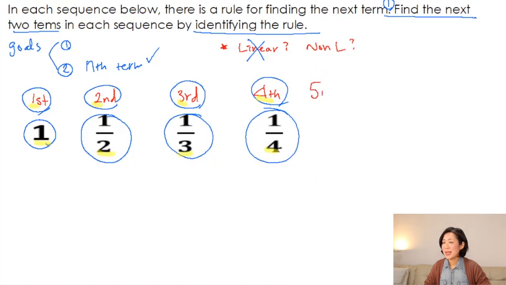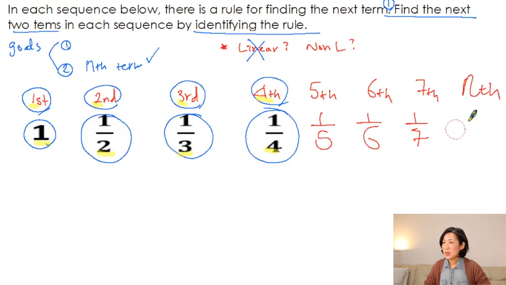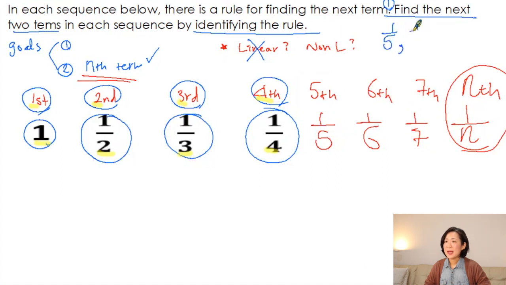So we can see that your fifth number will be 1/5, and sixth number will be 1/6, and your seventh number will be 1/7. The nth number will be 1/n. So this is the pattern for the number sequence. Then we can say the nth term is 1/n. Then our two terms after the 1/4 are 1/5 and 1/6.